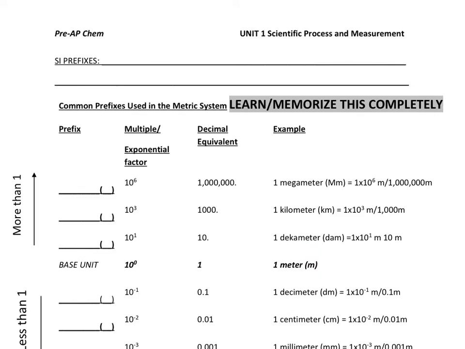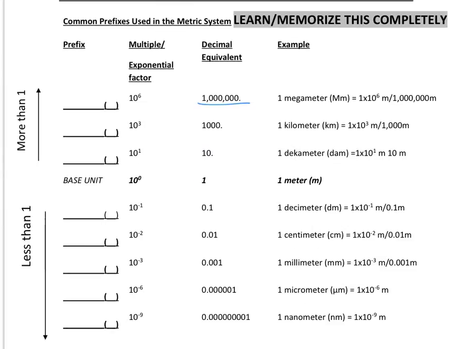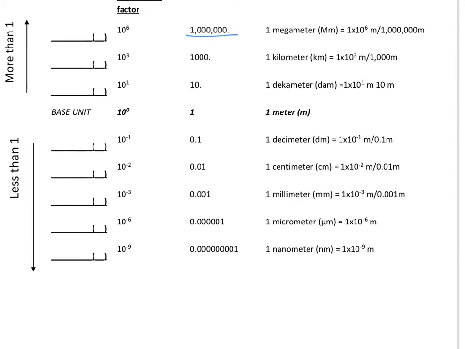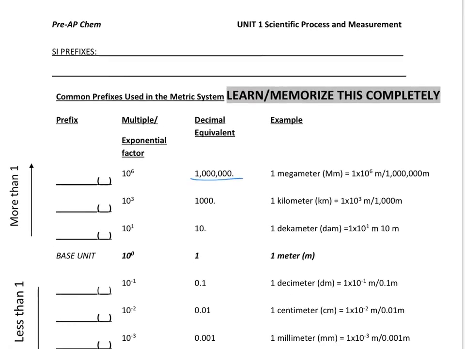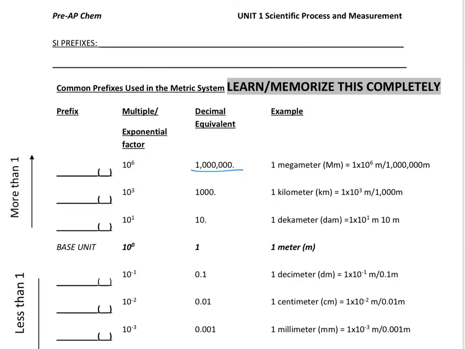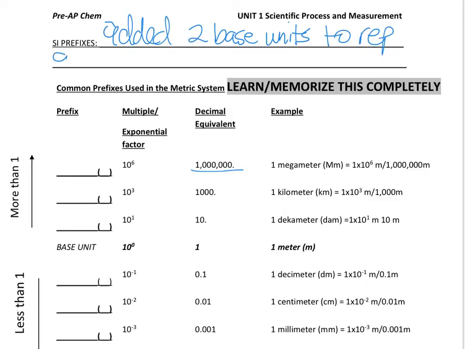So in order to communicate really, really large numbers like this, or really, really small numbers like this, you need to be able to use the SI base units along with prefixes. The prefixes are what allow us to go really big or really small. They are just added to base units to represent quantities that are larger or smaller.